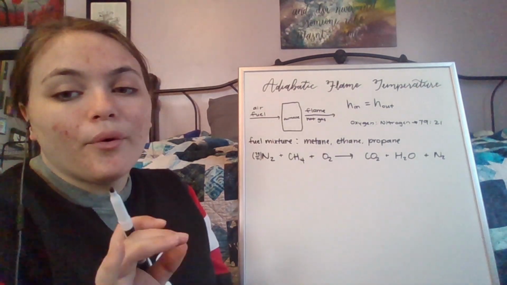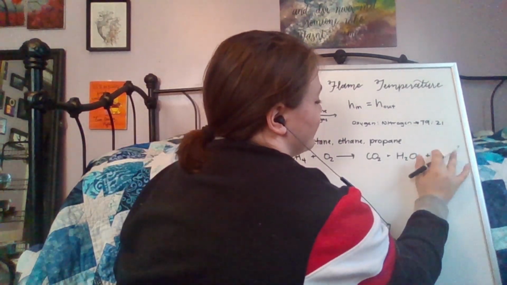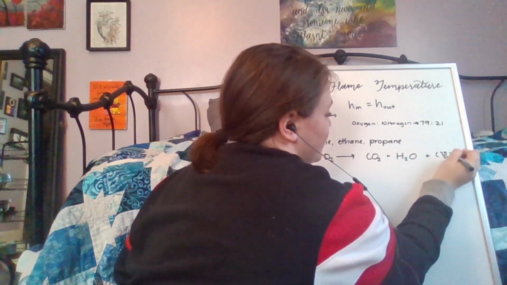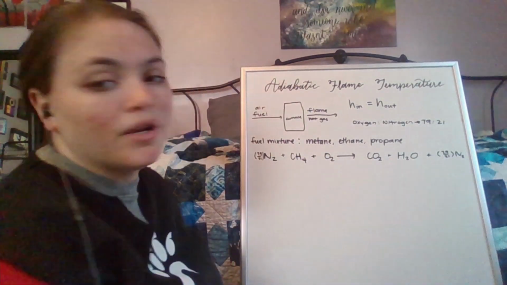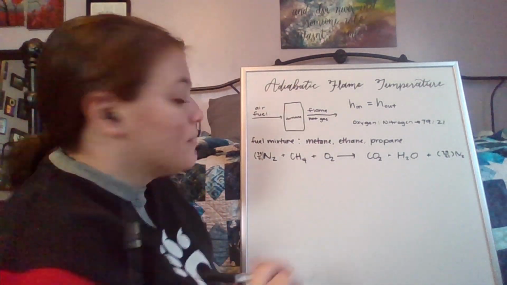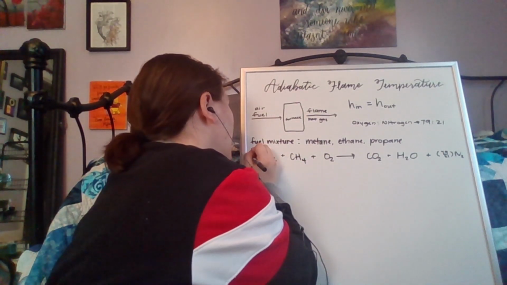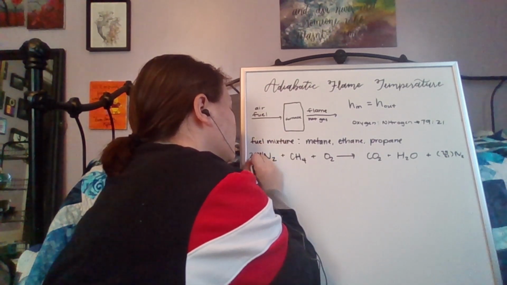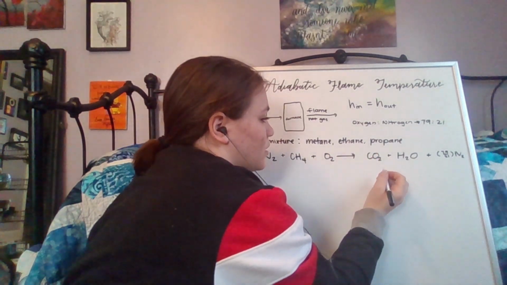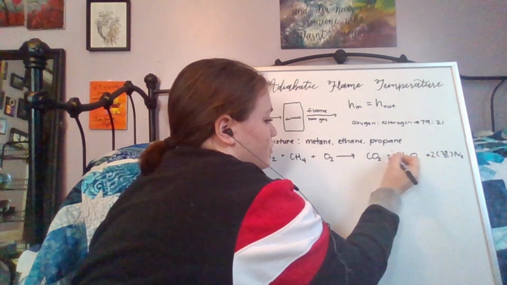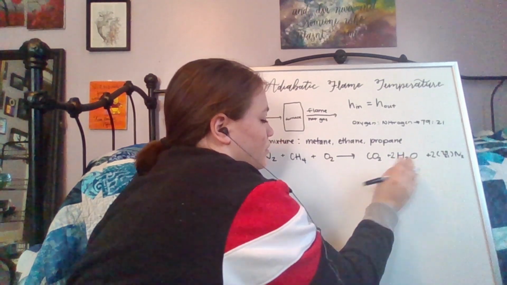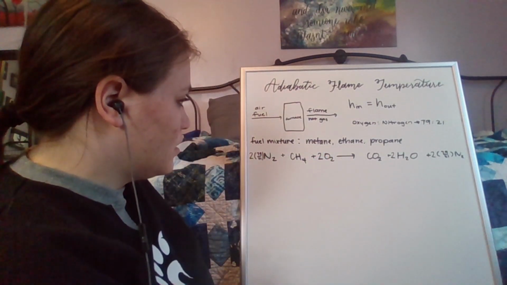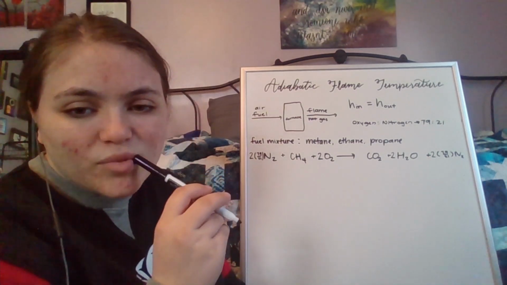All right, and so, well, I need to put in my 79/21 nitrogen and 2. And so we're going to balance this. We're going to put 2, 2, and then 2 here. I think. That seems right.